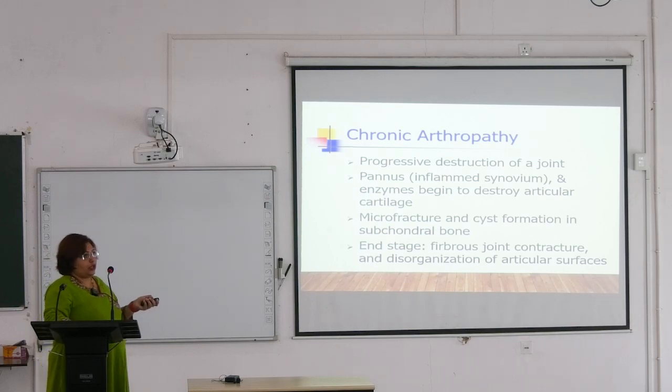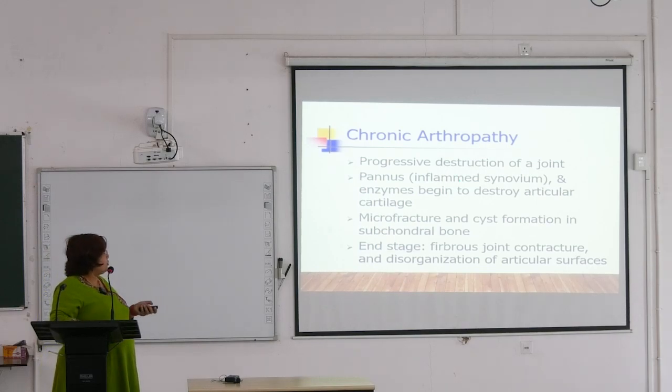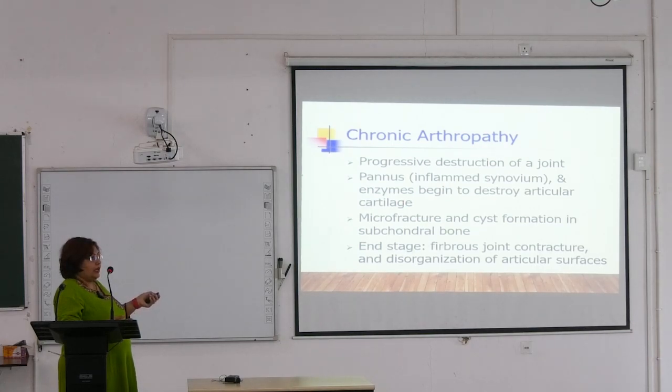The next is chronic arthropathy. Subacute hemarthrosis progressively converts into chronic arthropathy. In chronic arthropathy, there is progressive destruction of the joint by the inflamed synovium, which is known as pannus. It begins to secrete enzymes which begin to destroy the articular cartilage. Till the subacute phase, only the synovium was involved. Now, in chronic arthropathy, the articular cartilage begins to be destroyed by the enzymes.